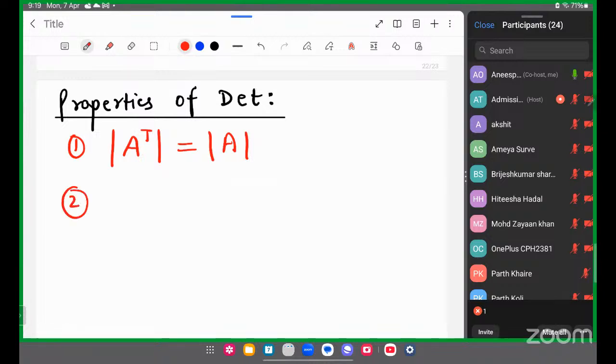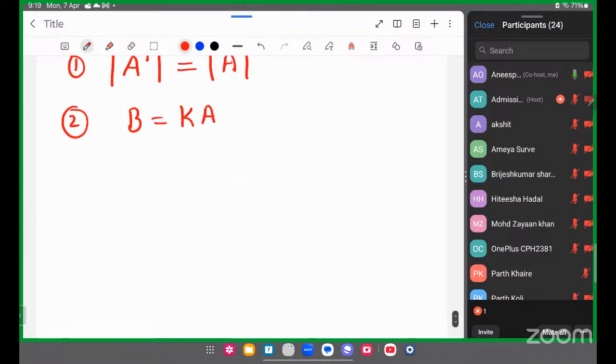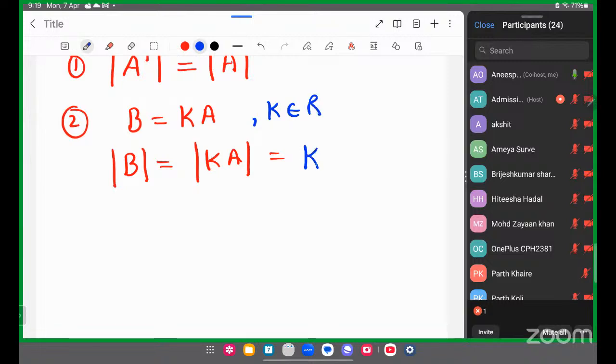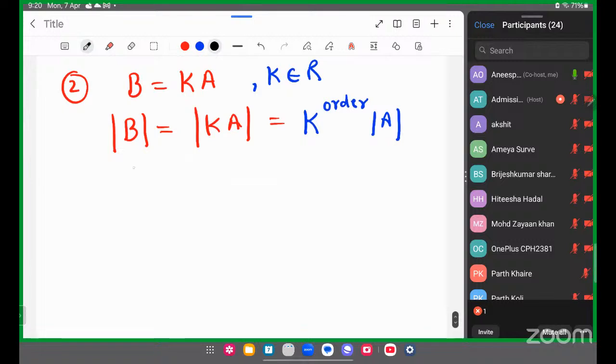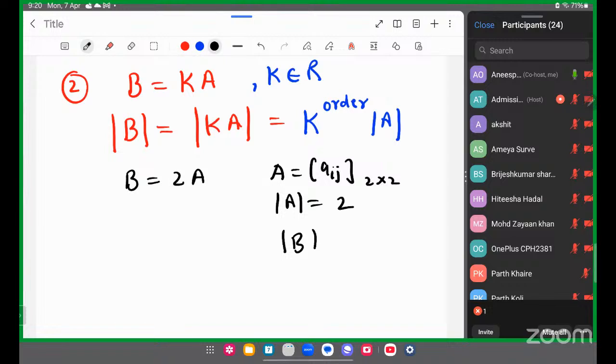Second property, if we have a matrix B which is K times matrix A and we want the determinant of matrix B, which will be the determinant of K times A. In this case, K being a constant will come outside and this will be K raised to the power order of the matrix times the determinant of A. For example, if I say matrix B is equal to twice of matrix A, A is a 2 into 2 order matrix and the determinant of matrix A is 2. Find the value of determinant B.